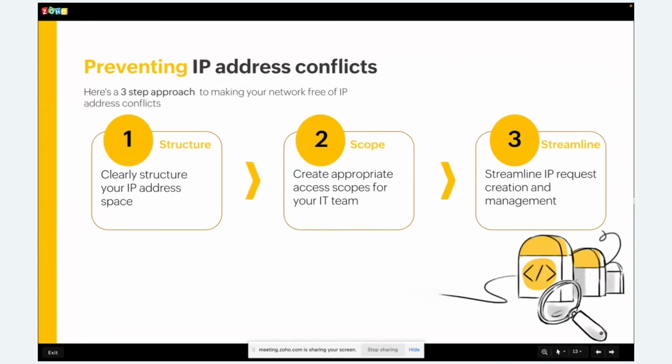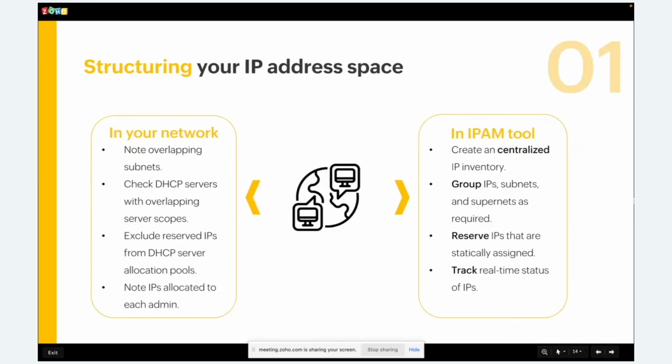So we are presenting to you a 3-step simple approach to make sure your network is well defended against IP address conflicts. The first step is structuring your IP address space. Then we'll see how user scoping your different users and managing your IPs can be effective. And then the third step will be streamlining your IP request creation. So let's jump right into the first step.